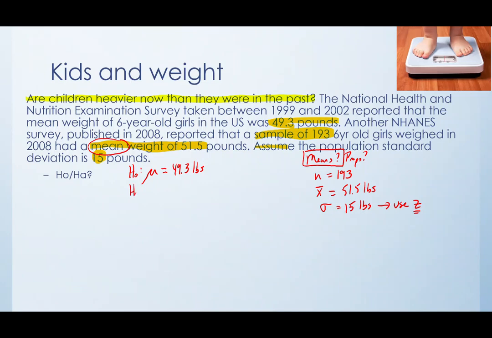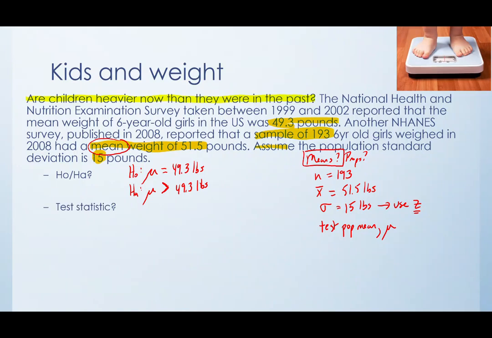But for our alternate, we think they weigh more, right? So our alternate is going to look exactly the same, with the same parameter, mu, right? We are testing the population mean, mu, with the same value, 49.3, what it used to be in the past, but a different symbol because we think kids weigh more now. So it's going to be a greater than. If we had said, hey, we think kids weigh less, we would use a less than.